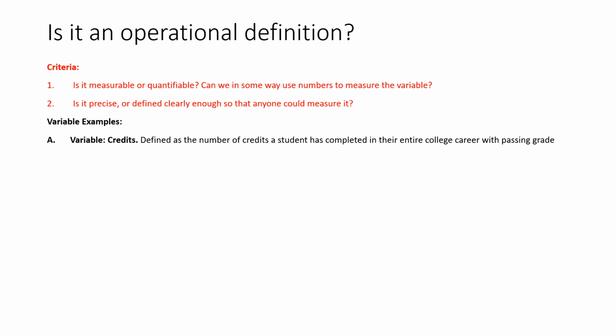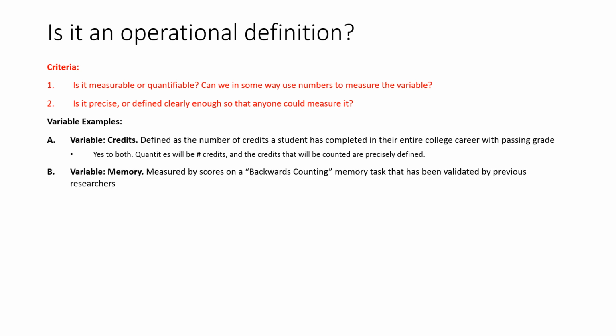Let's say we have a variable credits, meaning college credits. And we're going to define it as the number of credits a student has completed in their entire college career with passing grade. So is this an operational definition of the variable credits? I would say yes. The quantities will be the number of credits, and the credits that we will count are precisely defined. Maybe something would come up later. For now, I think this is a good operational definition.